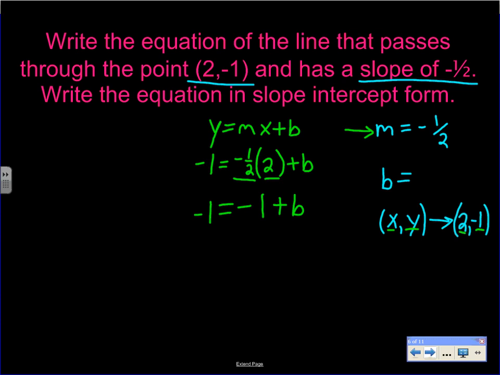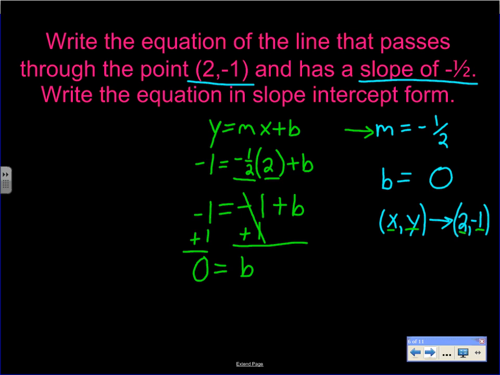We need to get rid of this -1 here with b. So the opposite of -1 is adding 1. Those will cancel. -1 plus 1 is 0. And we drop down the b with it. So b we have calculated to be 0.